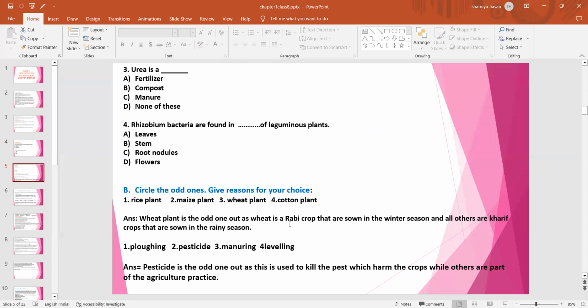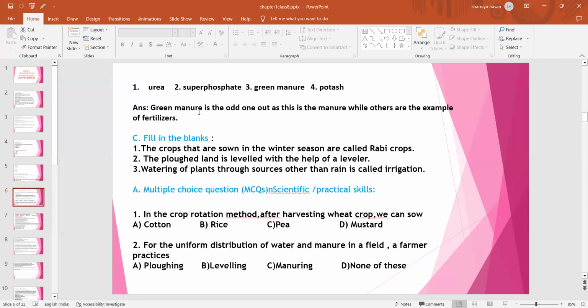The reason is as wheat is a rabi crop that is sown in the winter season, and all others are kharif crops that are sown in the rainy season. Next, we have ploughing, pesticide, manuring, and leveling. So, pesticide is the odd one out as this is used to kill the pests which harm the crops, while others are part of the agricultural practice. Next, we have urea, superphosphate, green manure, and potash. So, green manure is the odd one out as this is a manure while others are examples of fertilizers.